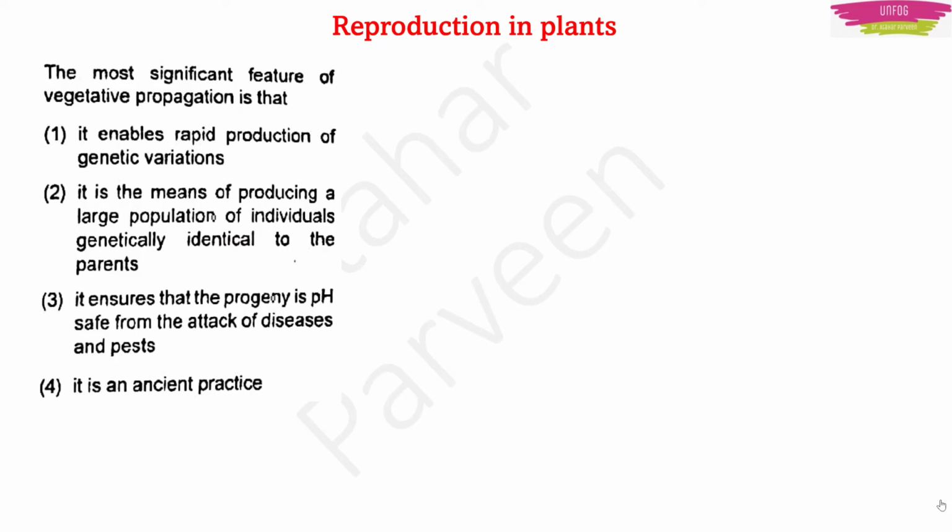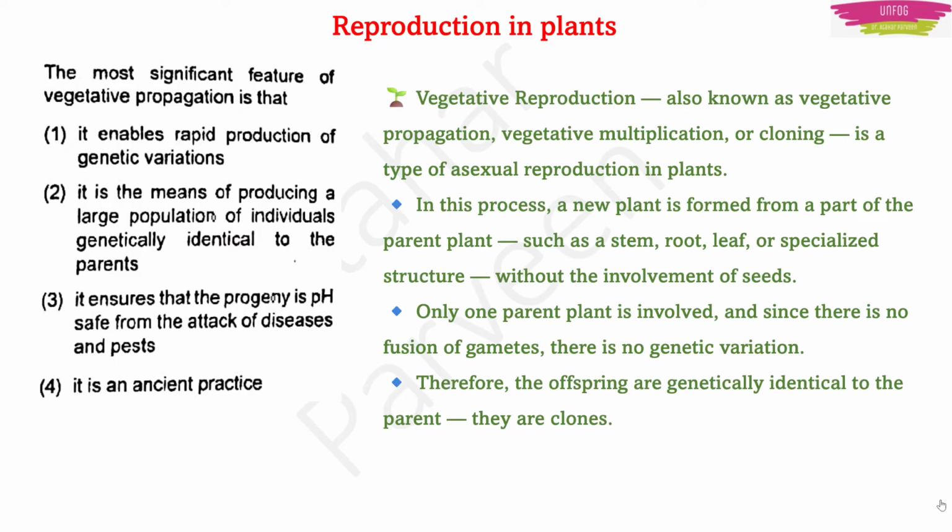The question is, the most significant feature of vegetative propagation is that, and the options are: it enables rapid production of genetic variations, it is the means of producing a large population of individuals genetically identical to the parents, it ensures that the progeny is safe from the attack of diseases and pests, it is an ancient practice. So basically you should be knowing about vegetative propagation. We also call it vegetative reproduction or vegetative multiplication, or vegetative cloning. It is basically an asexual reproduction in plants.